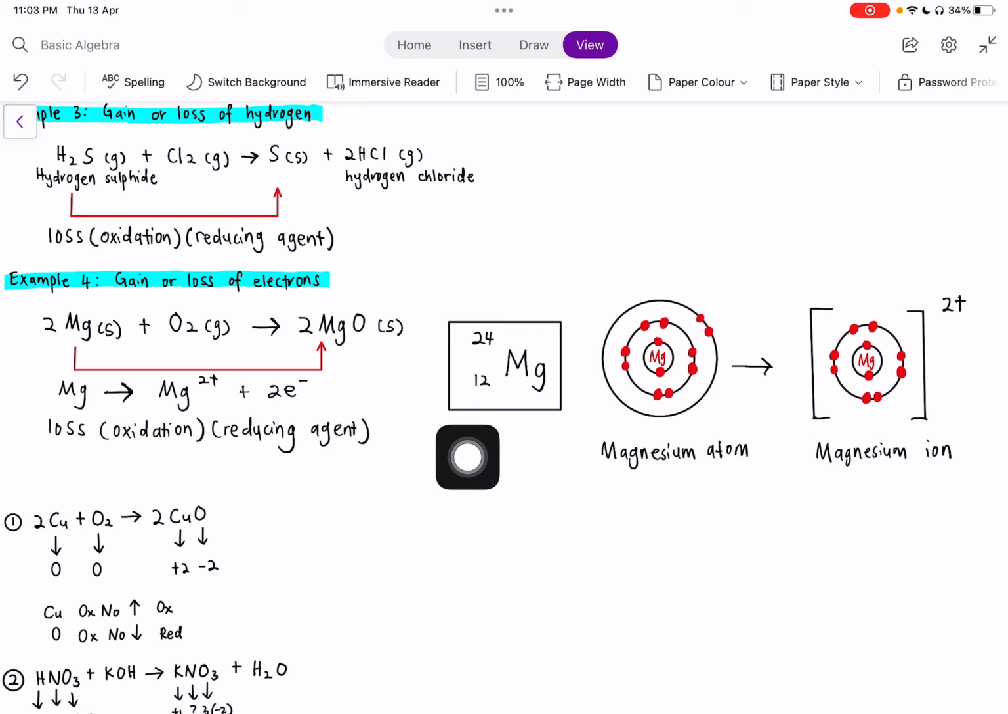This is the format to write down the standard representation of element. You need to follow this format for you to get mark. If you don't follow this one, you will get 0. Okay, so here the magnesium atom loses its electrons. If lost, it means it undergoes oxidation and acts as reducing agent.